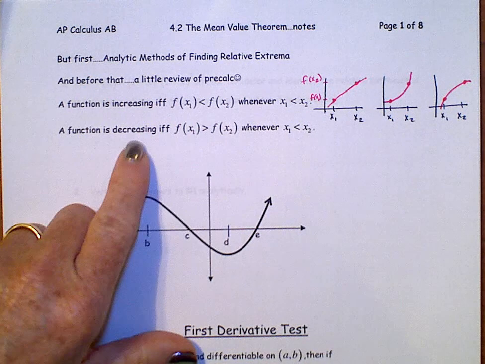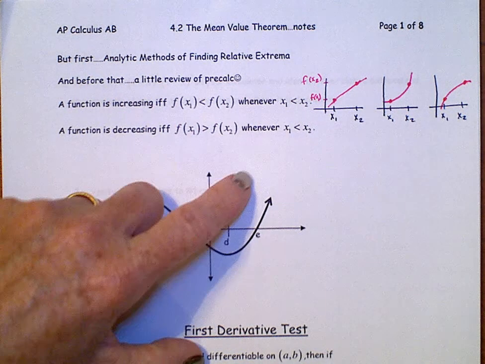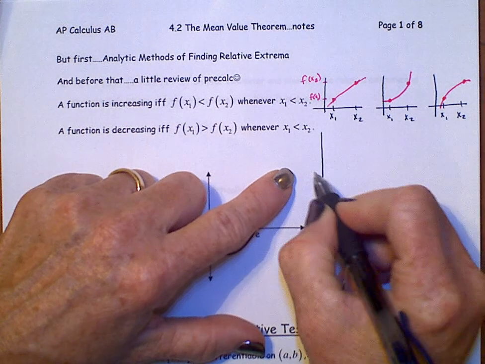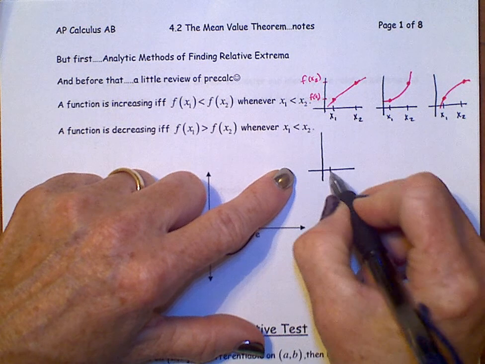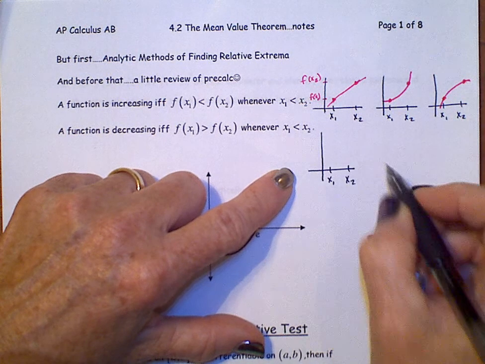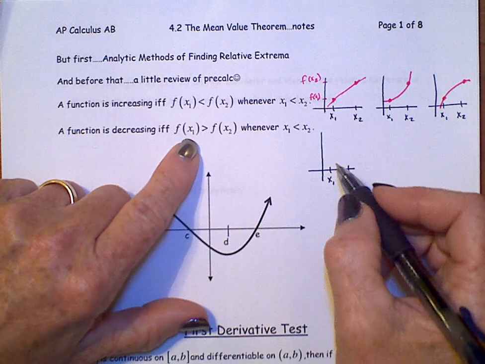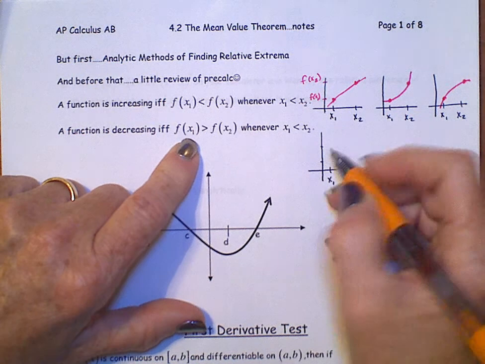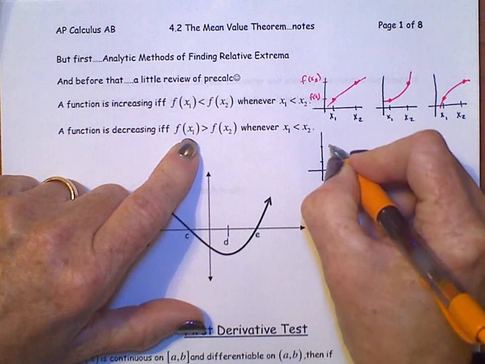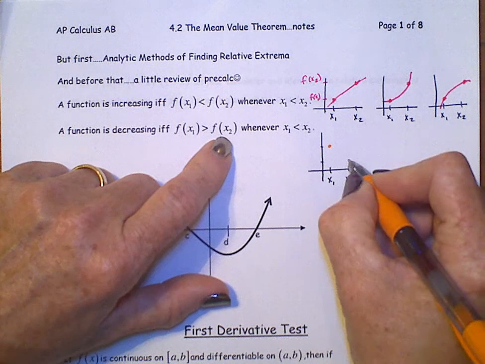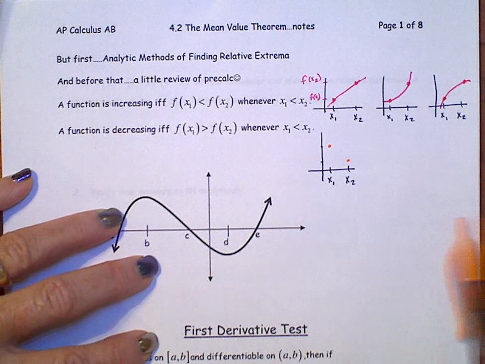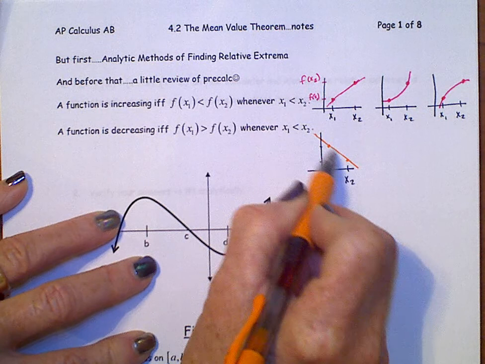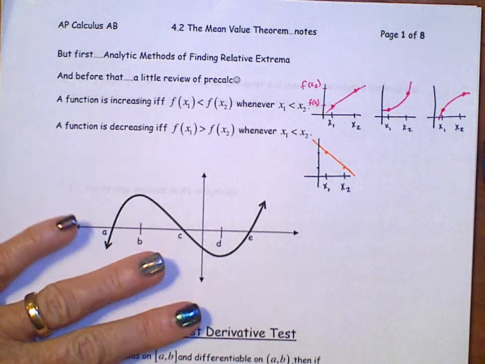If we look at the definition for decreasing, it's very similar. A function is decreasing if whenever x sub 1 is less than x sub 2, but this time the y value at x sub 1 is larger than the y value at x sub 2. The y value at x sub 1 up here is larger than the y value at x sub 2. And again, there are several ways to draw this. We could have a linear function in here, or let me label this.